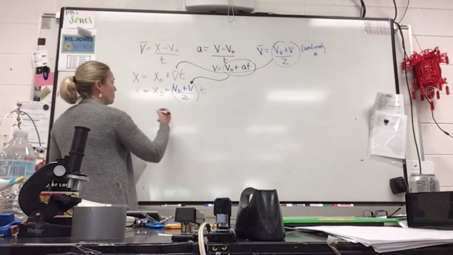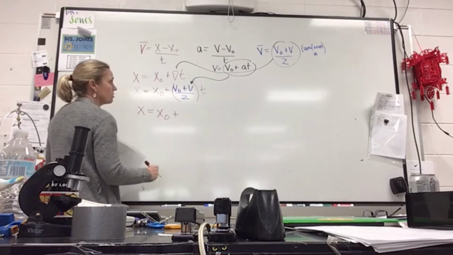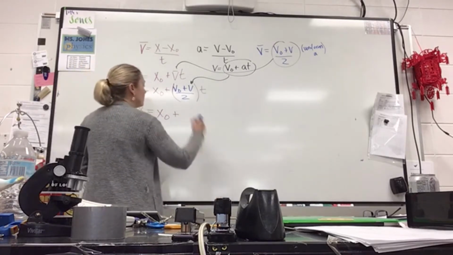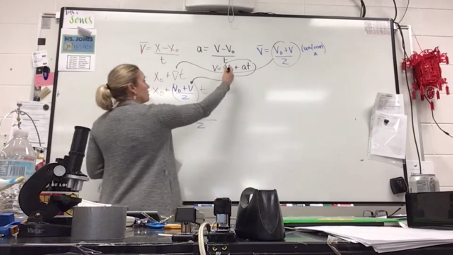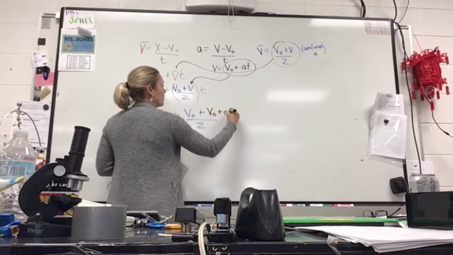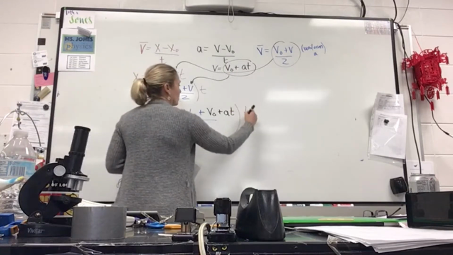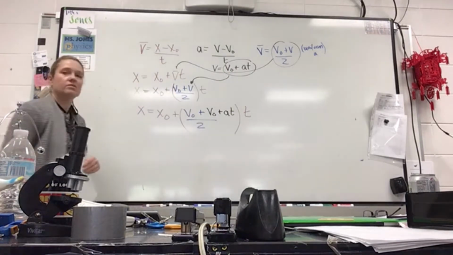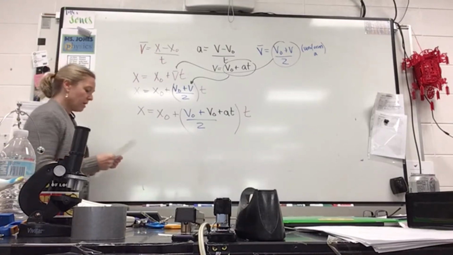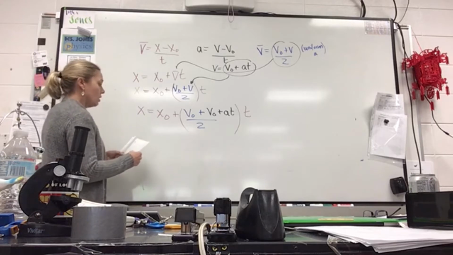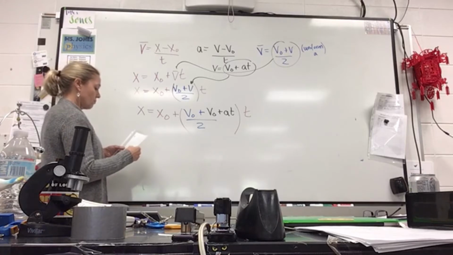Okay? Rewrite it. X equals x naught plus, oh, Lordy, v0 plus v over 2, but replace v with v0 plus at. Yep. All right. Now that looks kind of ugly right there, so we are going to do your mathy math stuff. So what do we want to do? Let's distribute, what do I want first?